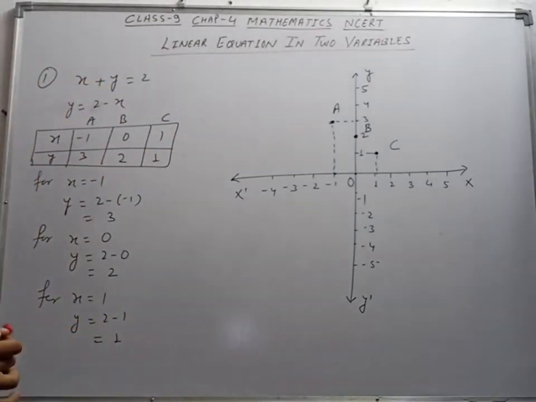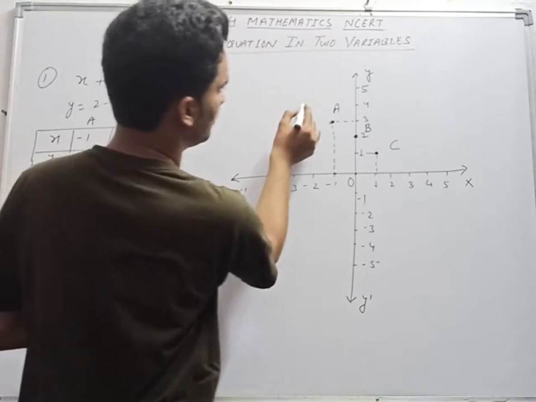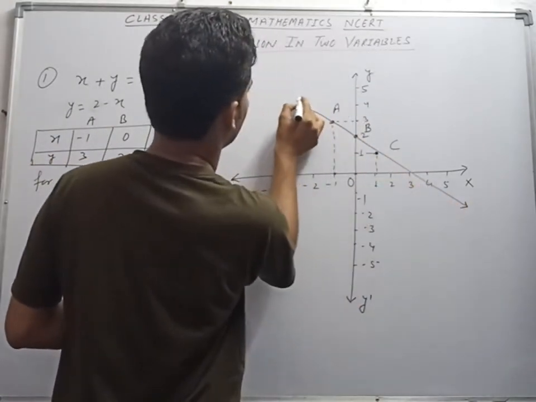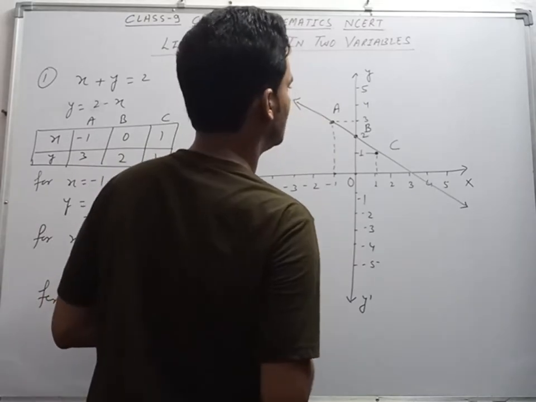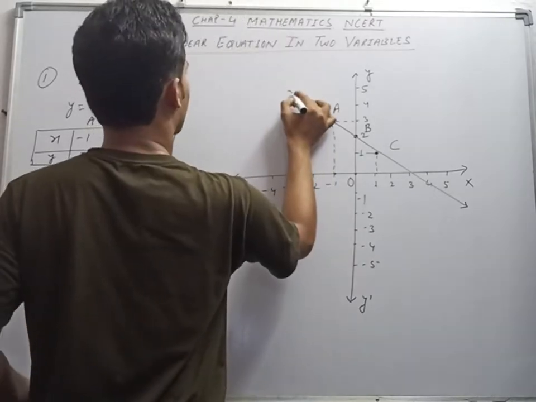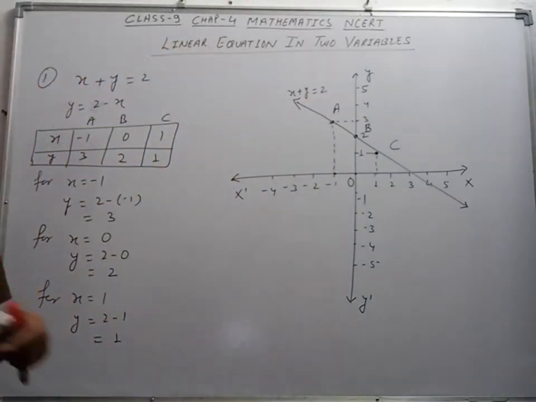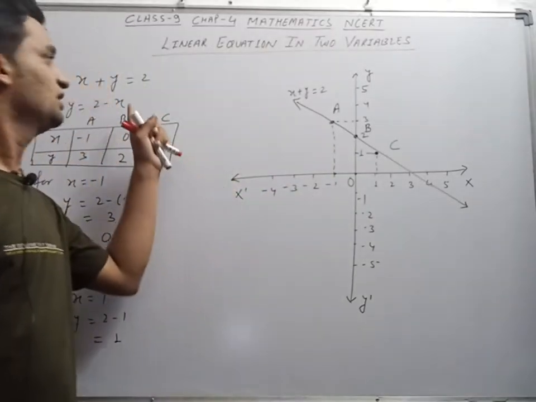And what we have to do? We have to join these points. So very carefully this should pass through every point, and at the last you can write the equation x plus y is equal to 2. So this will be your answer for this equation.